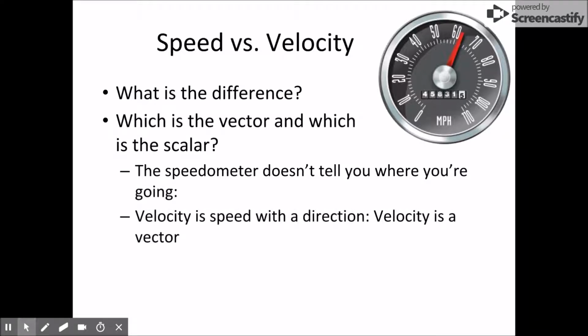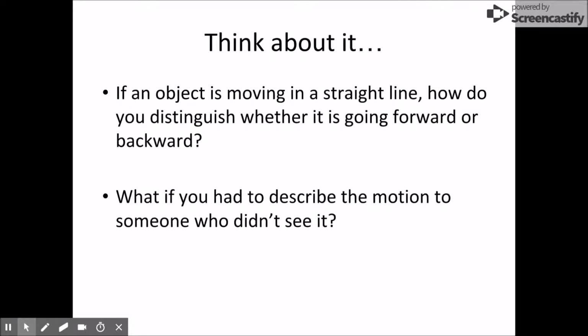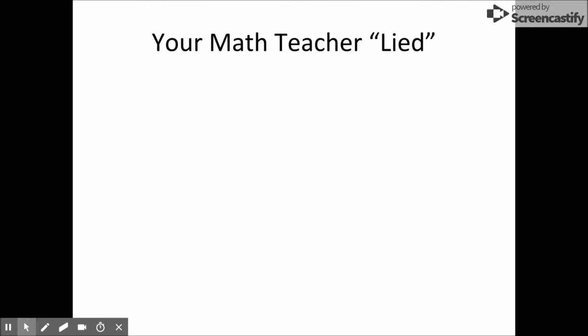Velocity is the vector. Now, normally when we're discussing direction in physics, it will be represented by either a positive number or a negative number, and speed is scalar. So if an object is moving in a straight line, how do you distinguish whether it's moving forward or backward? Now, normally we need to pick a reference frame and describe which way you're moving, which is one of the reasons we pick an origin to begin with. But what if you had to describe the motion to someone who didn't see it? You'd use numbers. Now, this is where your math teacher originally lied to you.